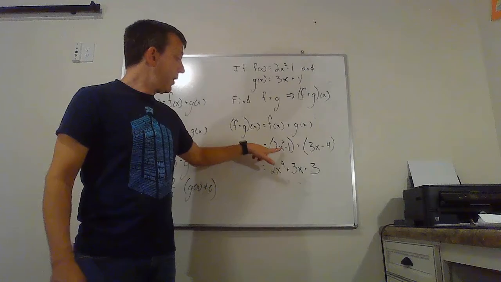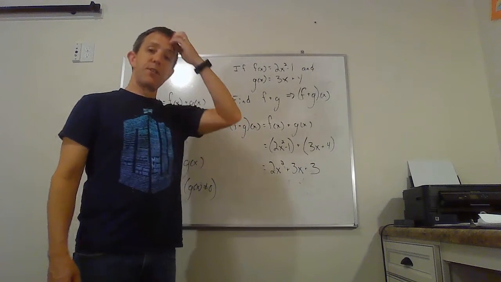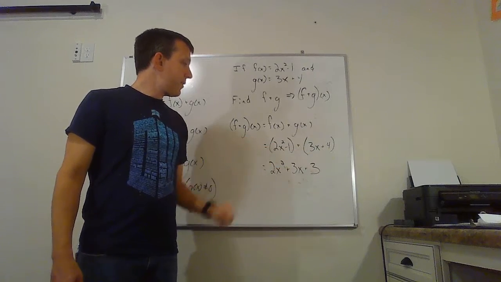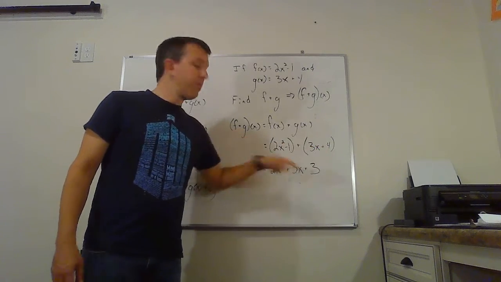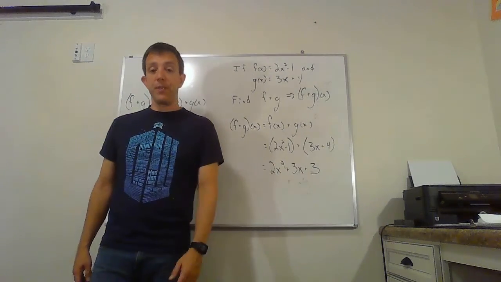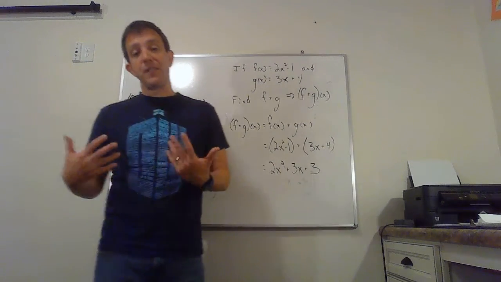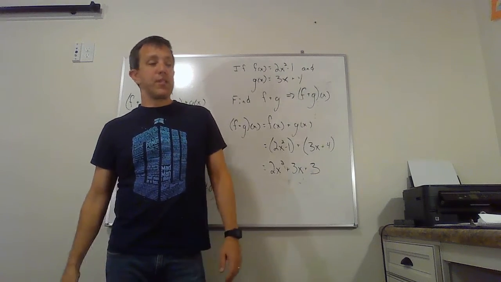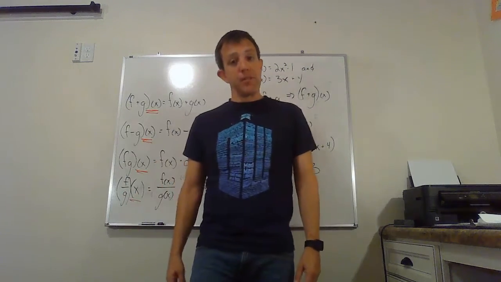Anyway, so I clean it up. I have 2x squared. I don't have any other x squared, so there's my 2x squared. My only x is the 3x, but then I do have a -1 and a 4, which combine to make +3. And there's my rule for f plus g of x. So all this is a shortcut to take these two functions and put them together. So we'll look at one more example, and then we're going to move on to composition of functions.